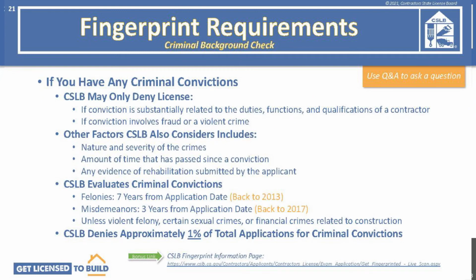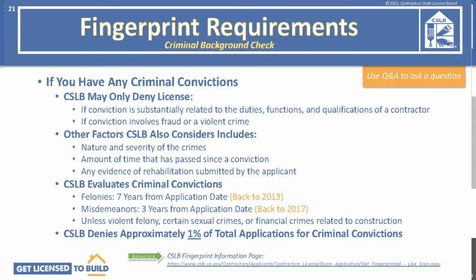So what happens if you have any criminal convictions? CSLB may deny your license for the following reasons. First, if your conviction is substantially related to the duties, functions, and qualifications of a contractor. Also, if your conviction involves fraud or a violent crime. There are other factors CSLB also considers. They are the nature and the severity of the crimes, the amount of time that has passed since a conviction, and any evidence of rehabilitation that you submit to CSLB.